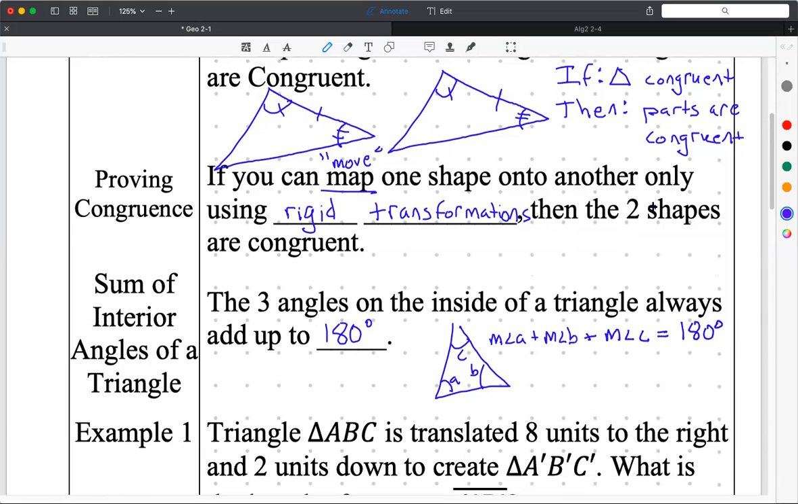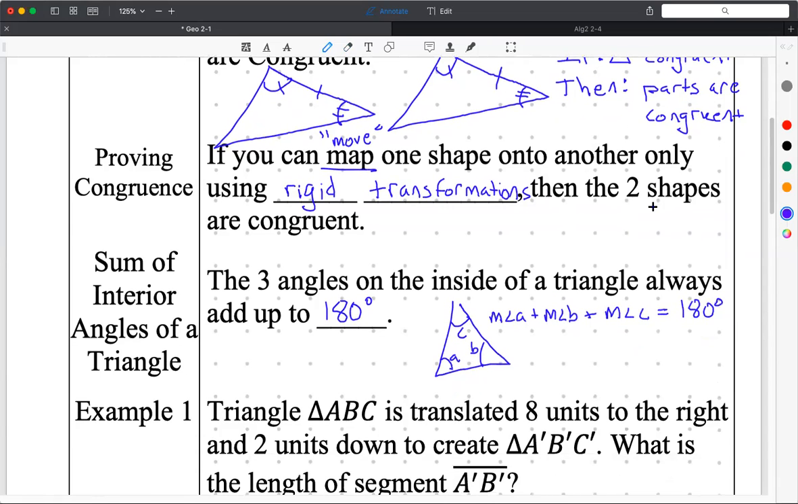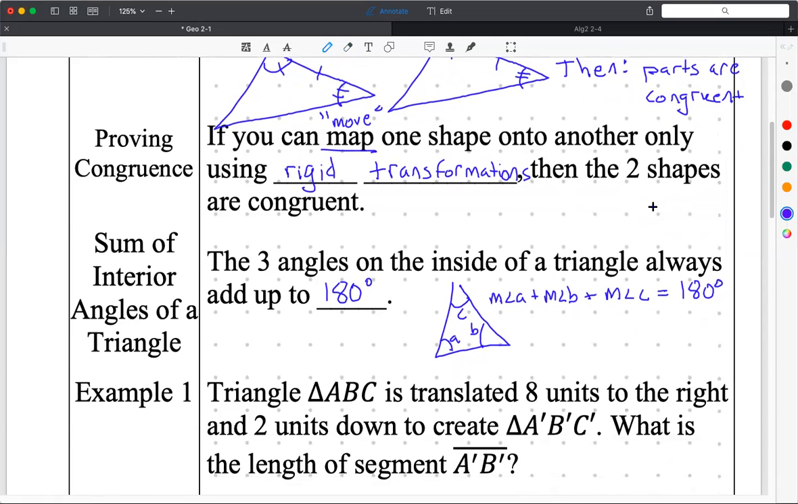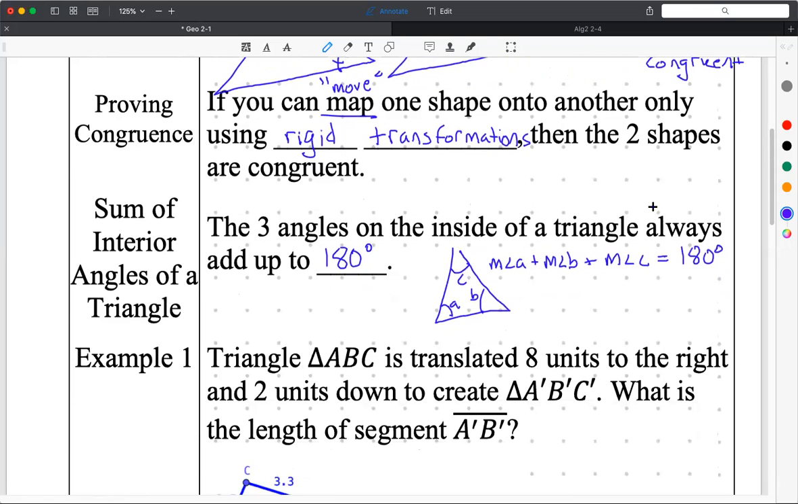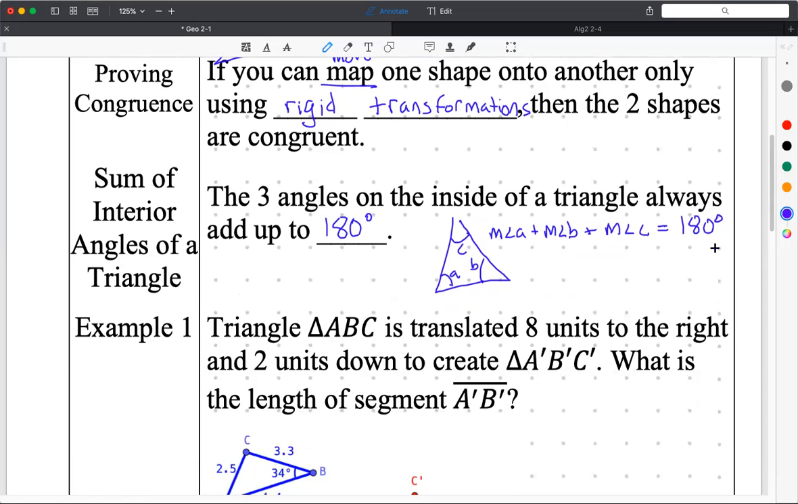No, it needs to be the measure of angle A plus the measure of angle B plus the measure of angle C is equal to 180 degrees. If you forget that degrees, then you're all of a sudden in radians, which is a problem. All right, so let's do an example.